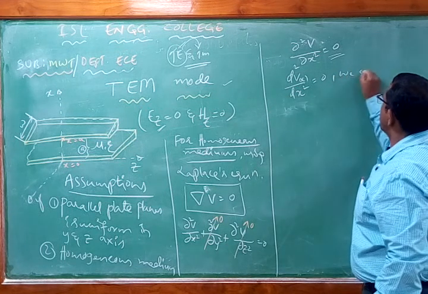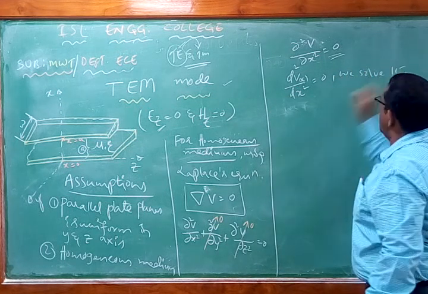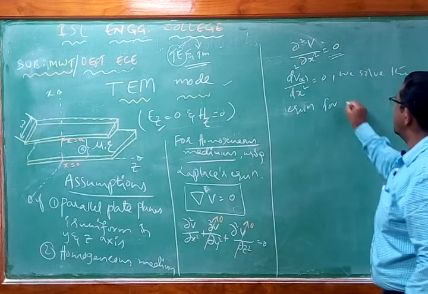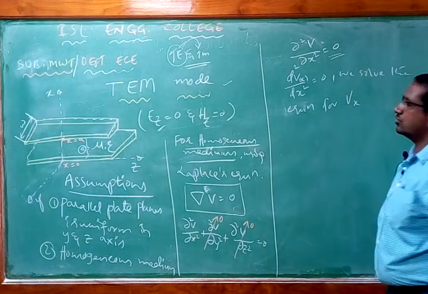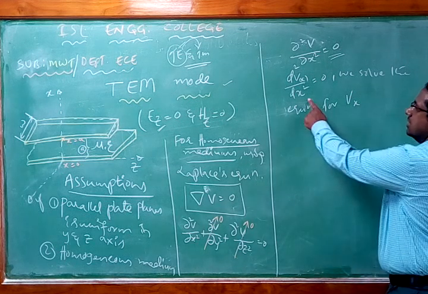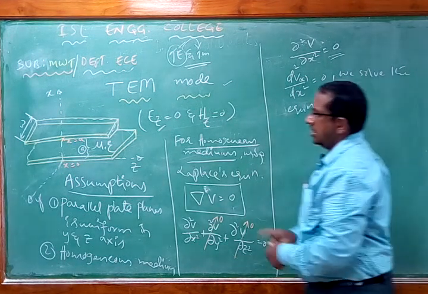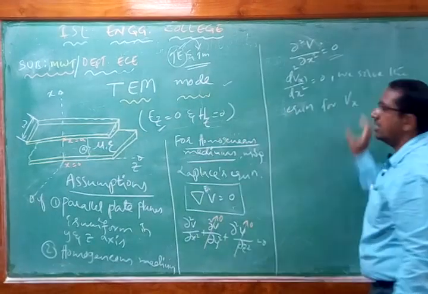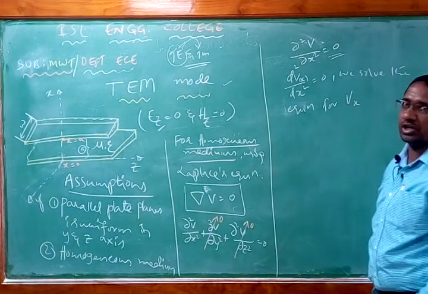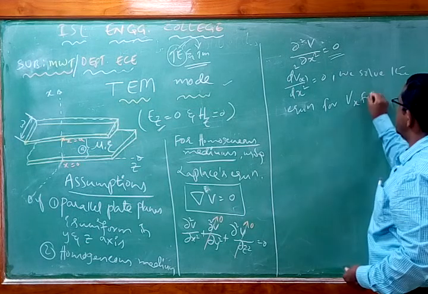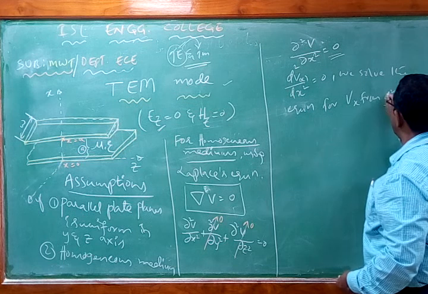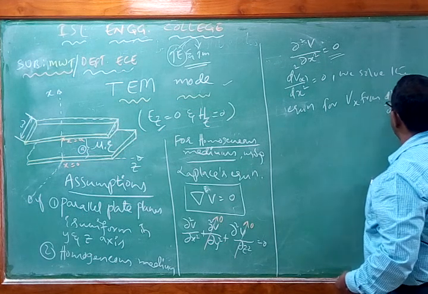We solve the equation for Vx, that is, the potential difference between these two planes, which is known as Vx. Along the x direction, we are going to find the potential from which equation? From the d square V by dx square equation, which is equal to 0.